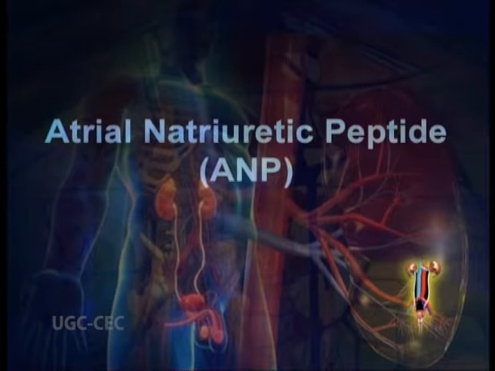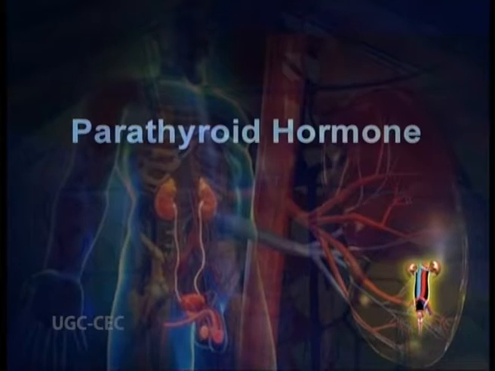Atrial natriuretic peptide is also abbreviated as ANP. An increase in blood volume promotes release of atrial natriuretic peptide from the heart. ANP can inhibit reabsorption of sodium and water in the proximal convoluted tubule and collecting duct. ANP also suppresses the secretion of aldosterone and ADH. These effects increase the excretion of sodium in urine, that is natriuresis, and increase urine output, that is diuresis, which in turn reduces blood volume and blood pressure.